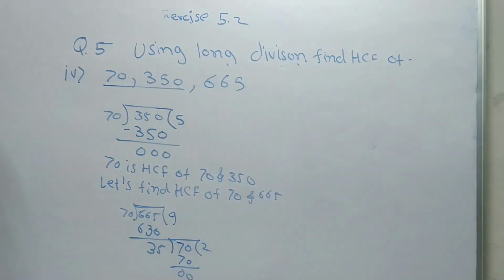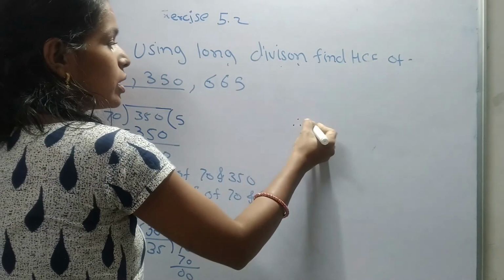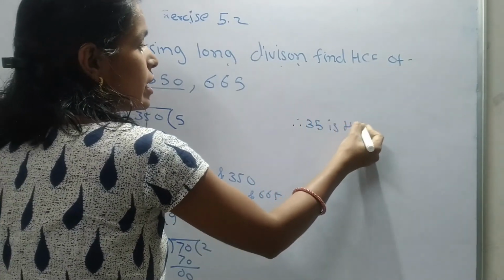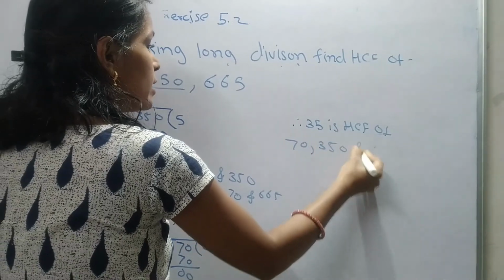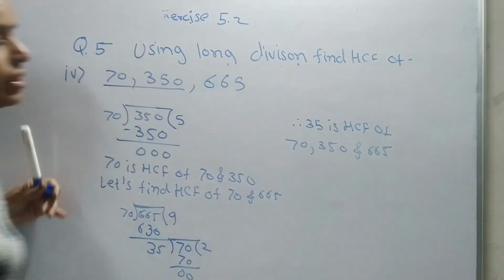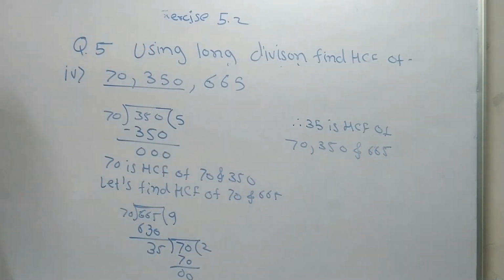As 35 is the last divisor which gives the remainder 0, therefore 35 is the HCF of 70, 350 and 665. Okay. In this way, we can find the HCF of any numbers.